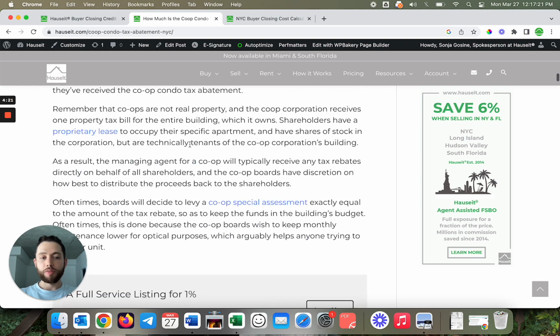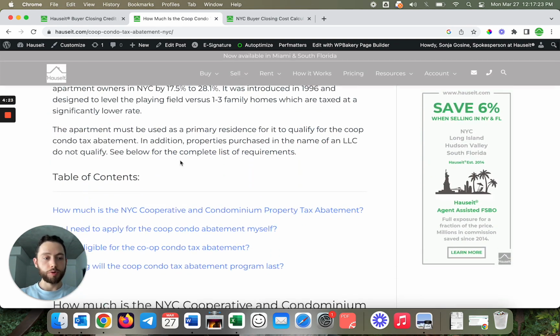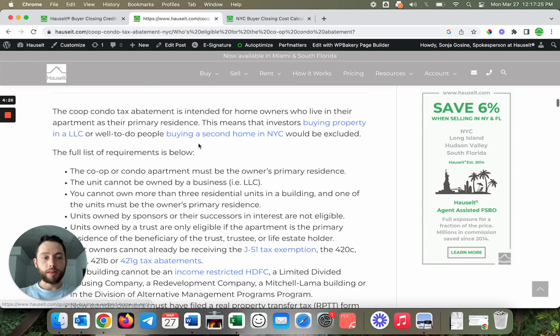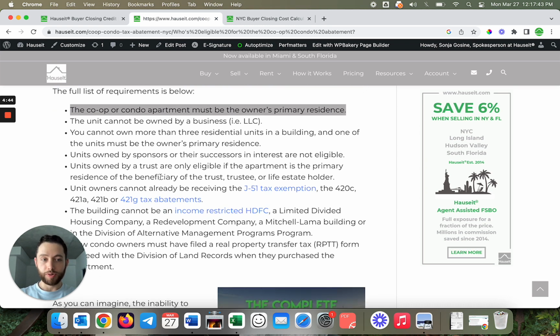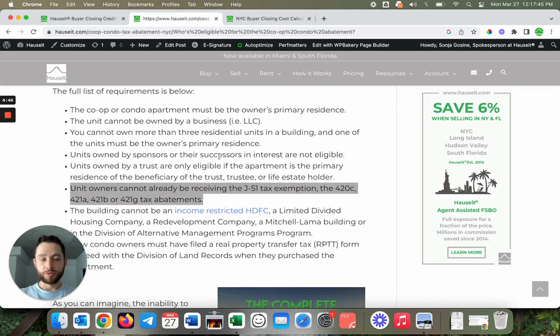The key thing about the condo co-op tax abatement, let's pull it up here, is that the property must be the owner's primary residence, and the unit cannot be owned by a business, can't be in an LLC, and also by way of this first requirement, you cannot be renting it out, and therefore you wouldn't qualify because it's not your primary residence. There are some other items here, for example, the building cannot be receiving some other building level abatement, but feel free to look at our article for clarity on that.